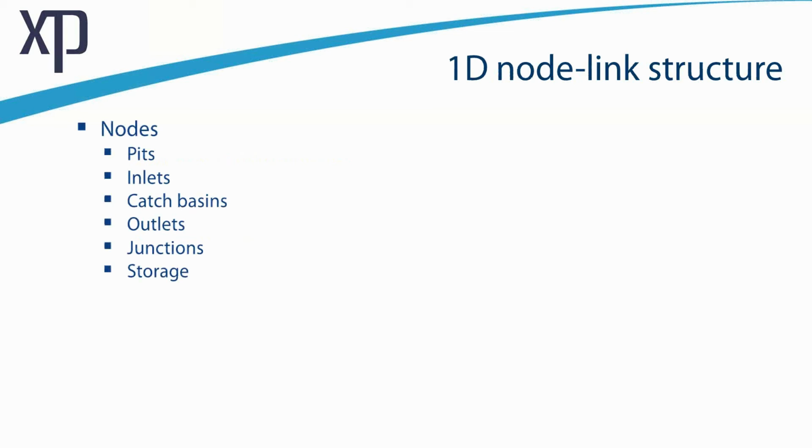For 1D node link structure models, nodes typically represent junctions, manholes, inlets. They can often model catchment areas, be the point of the hydrologic connections into the software or into the model, outlet structures, and major storages, which could be in the form of that pond like we saw on the slide two ago.